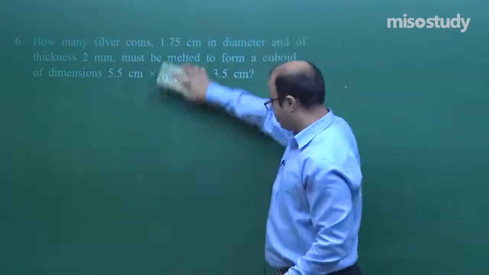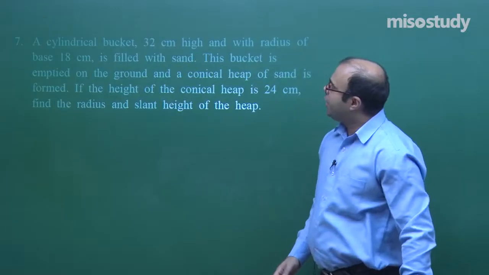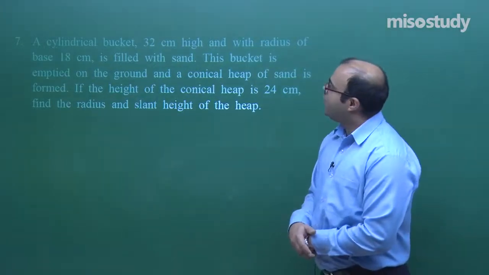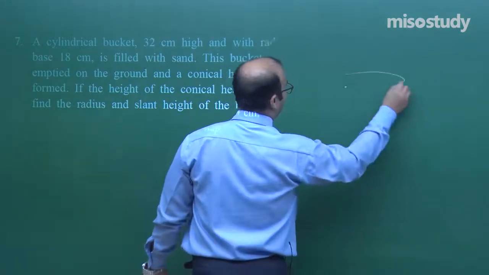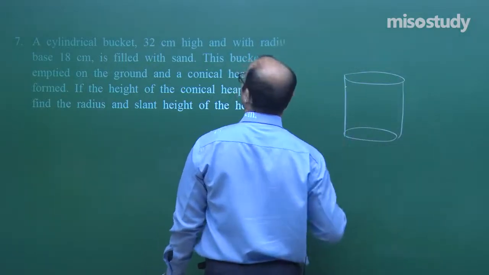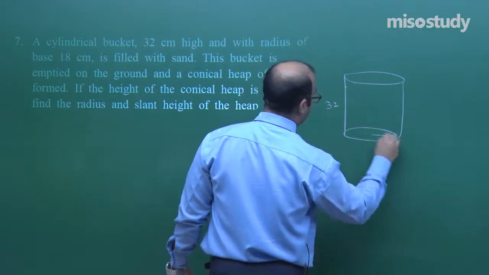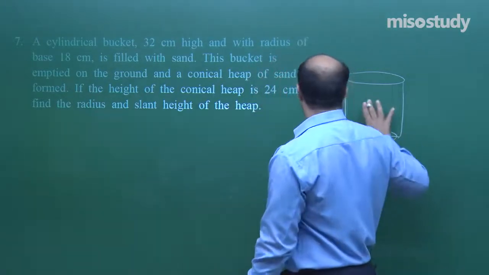Let us see one more question, the 7th question. A cylindrical bucket 32 centimeter high and with radius of base 18 centimeter. So there is a cylindrical bucket and its height is also given to us. Height is given as 32 centimeter and radius as 18 centimeter. It is filled with sand.